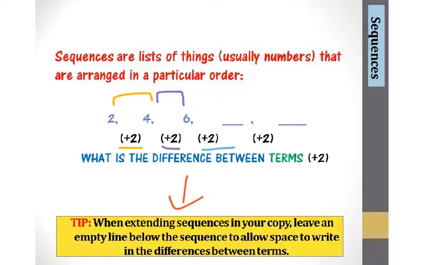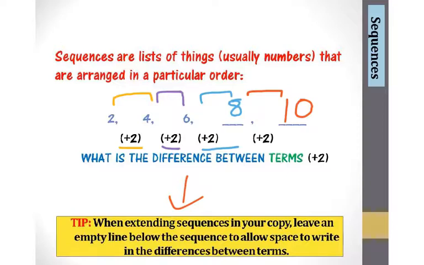6 plus 2 is 8. So now we have 2, 4, 6, 8. And to find out what the next number is, we're going to follow the rule, which is plus 2. 8 plus 2 is 10. So now our sequence is 2, 4, 6, 8, 10.